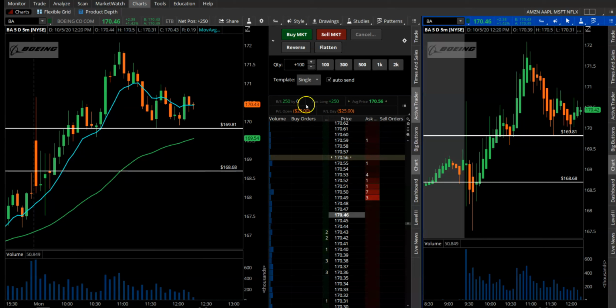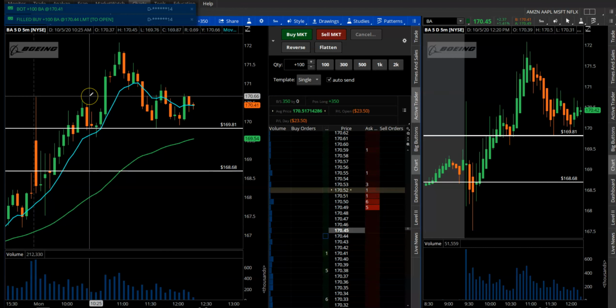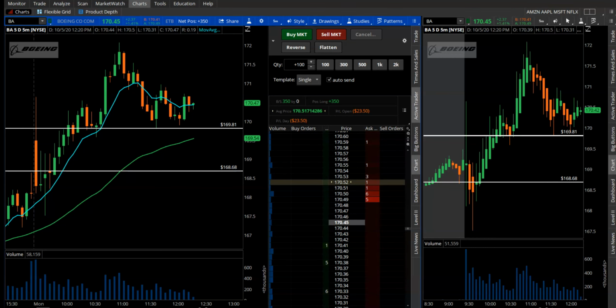So it still looks nice. I'm just going to buy another 100 here. It's holding up, it's decent. So let's see if we can buy another 100 here to make it 350. Beyond.